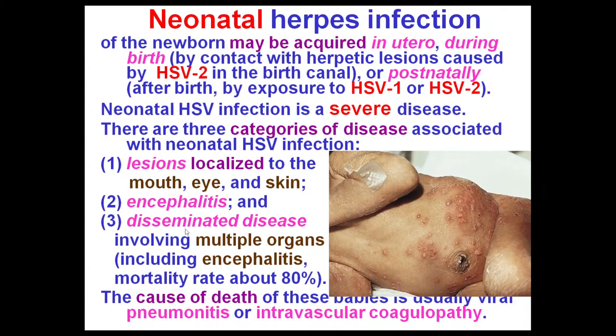For HSV2, but also for HSV1, the newborn infections are typical. They may occur in utero, during birth, or postnatally. So then, neonatal herpes virus infections are very severe. So you see clinical manifestation of one of these, and they may cause several categories of the diseases. So they may cause formation of the lesions localized on the mouth, eye, and skin. Then they may progress to encephalitis or disseminated disease where the multiple organs are involved. All of those diseases may have clinical symptoms with very high mortality rate. And the cause of death of the babies is usually viral pneumonitis or intravascular coagulopathy.